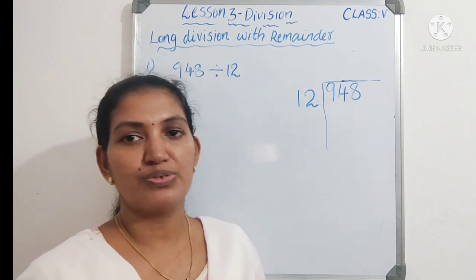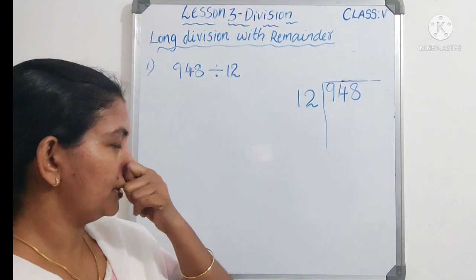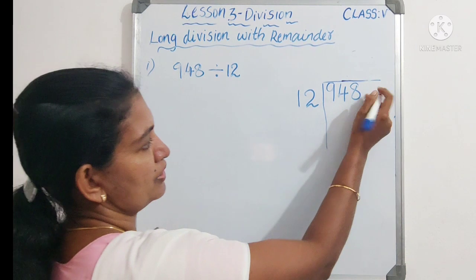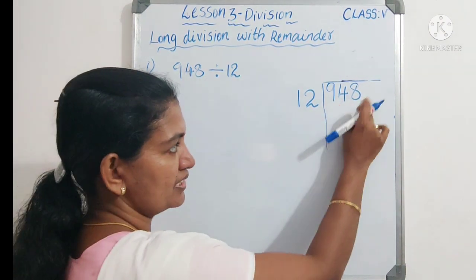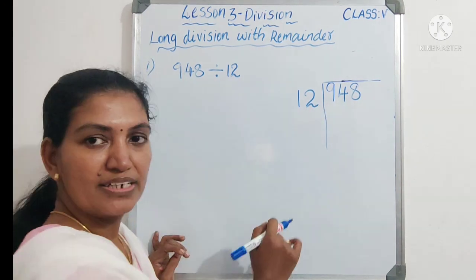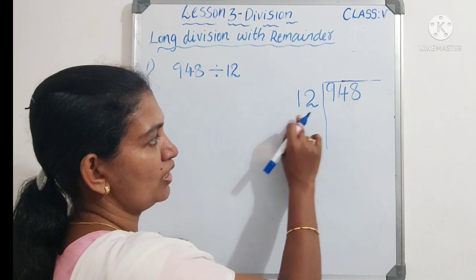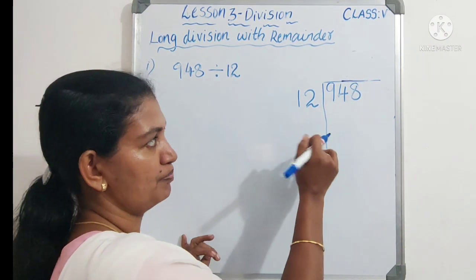Example, first question: 948 divided by 12. Here we are doing the long division. First, this number is called the dividend and this number is called the divisor. Then first we have to check in 94 how many times 12 comes.